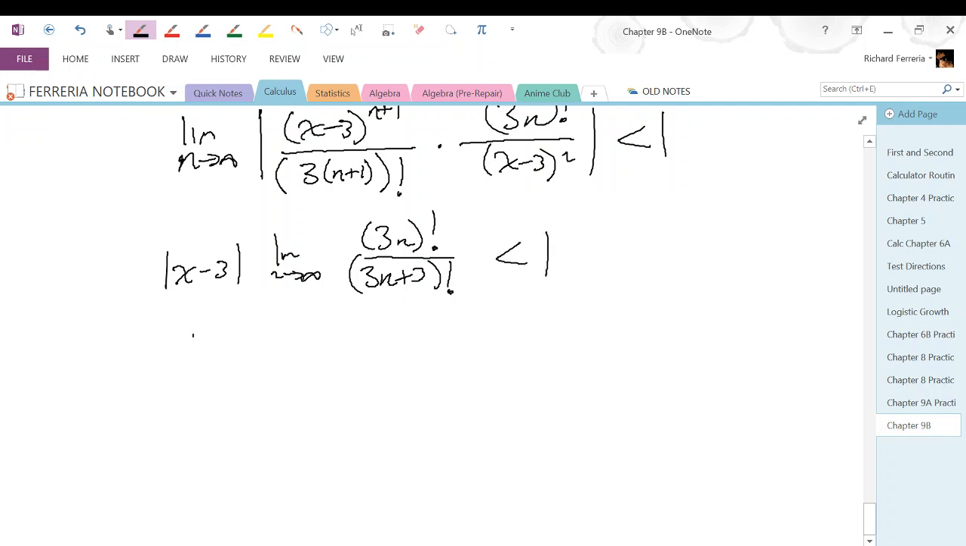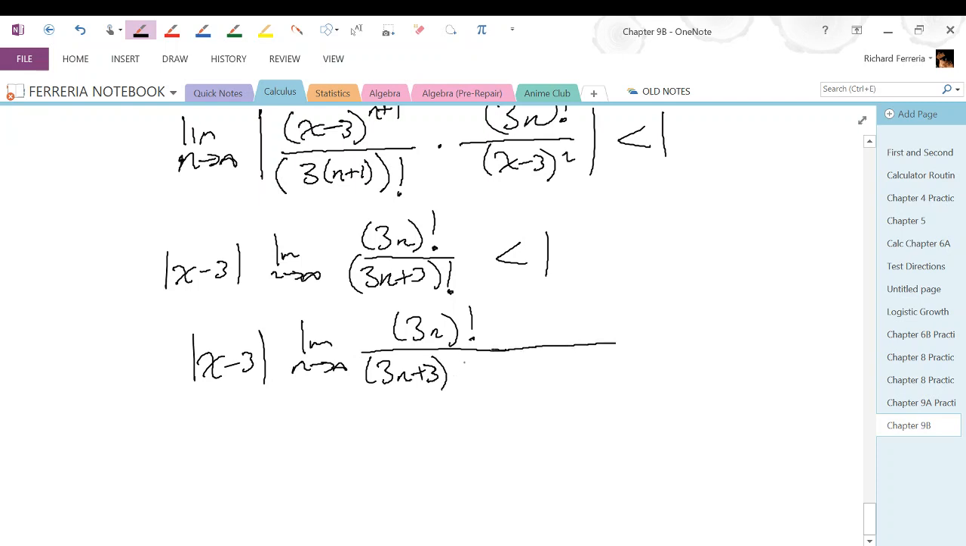So we're going to do x minus 3, the limit as n approaches infinity of, okay, that's still (3n) factorial up there. But we're going to start with 3n plus 3. What's the integer before 3n plus 3? It's 3n plus 2. What's the integer before 3n plus 2? 3n plus 1. What's the integer before 3n plus 1? 3n. And now that I have a numerator and denominator that matches, I'm going to stop and give it the factorial.